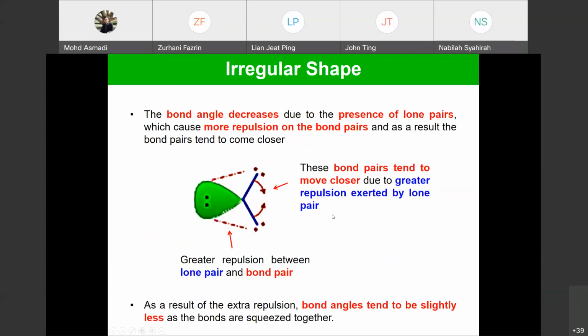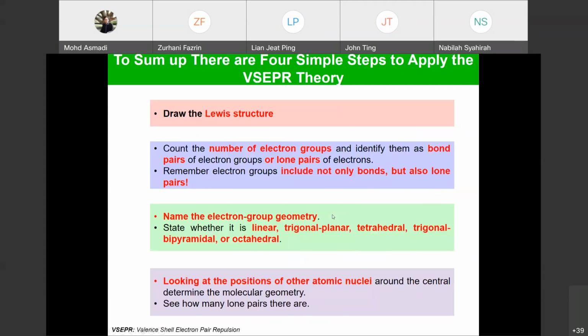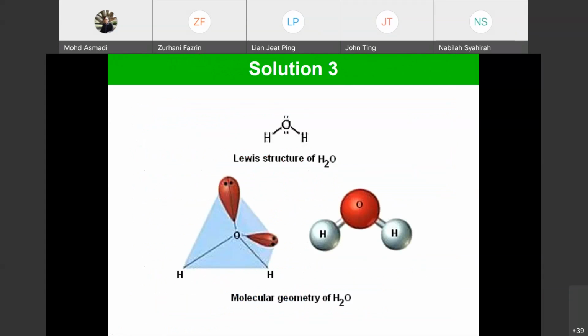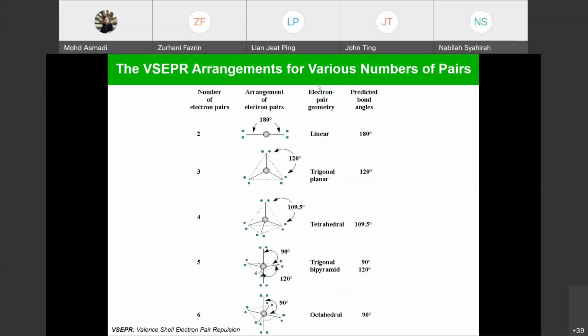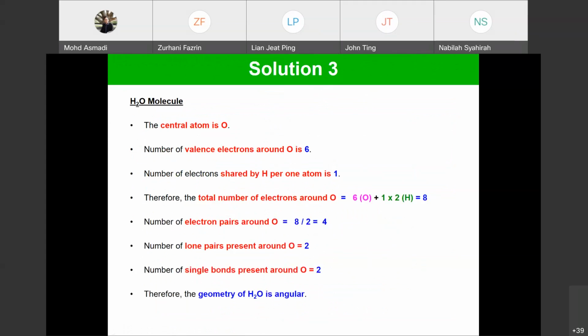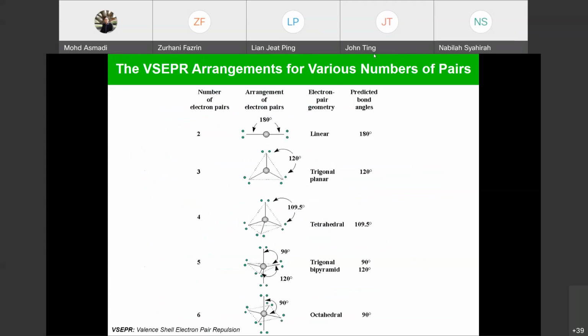Okay, and this one is just calculation. This is the example of water, right? The geometry is tetrahedral. There are many shapes. By using VSEPR, valence electron pair repulsion, this is how we predict, based on the calculation here. We can predict actually. Okay, so if you look here, there are many geometries.